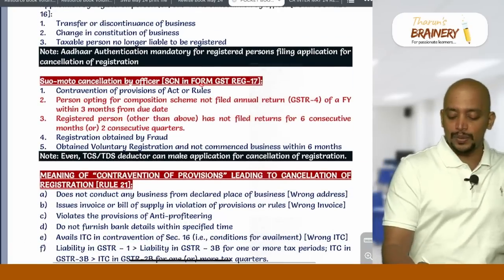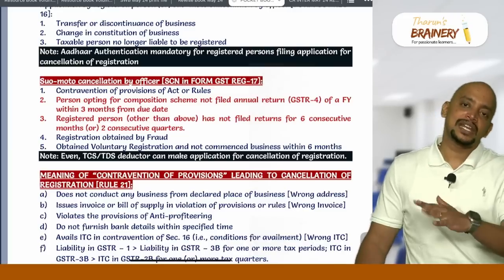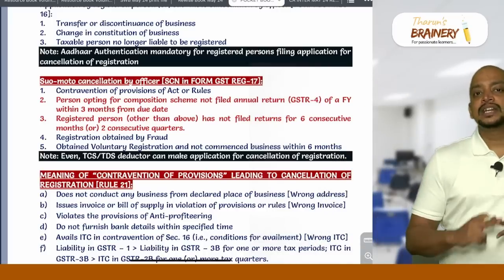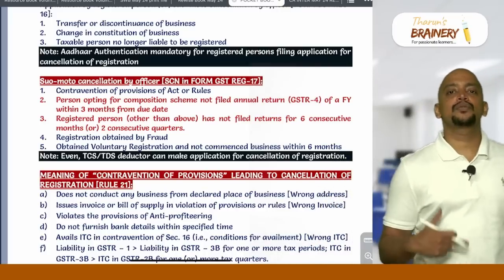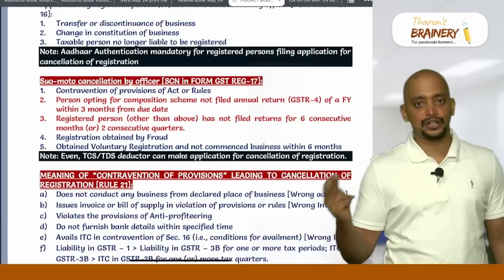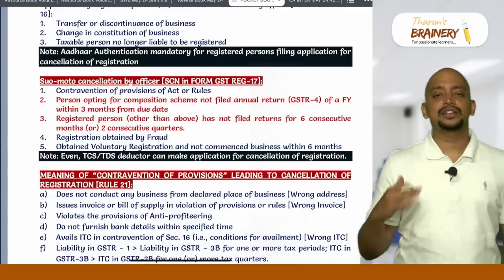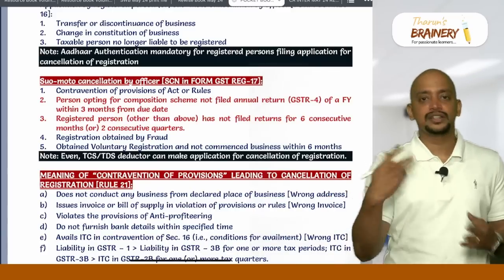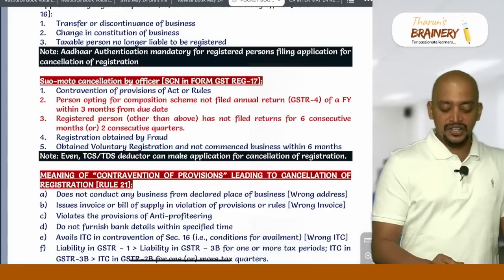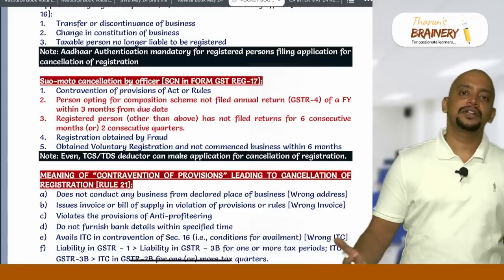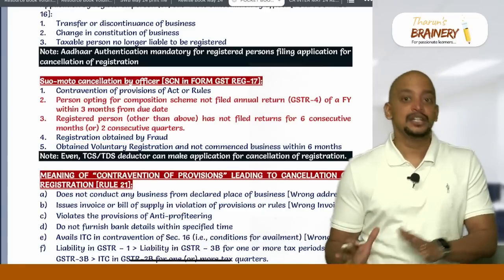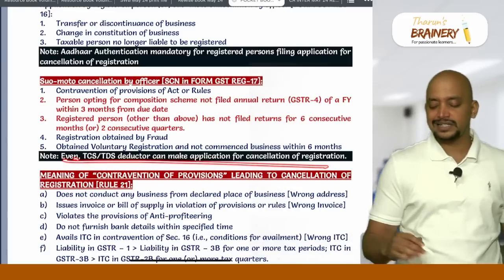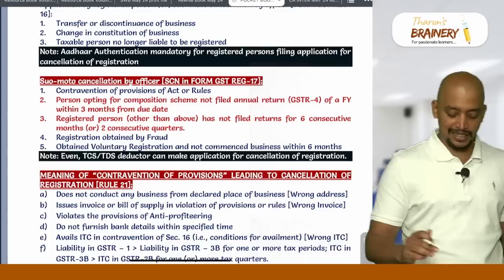Whereas in suo motu cancellation, there are 5 cases where the officer will initiate cancellation. In that case, a notice will be given in REG 17. What are those 5 cases? Number 1, contravention of the specified provisions of the act or rules. Number 2, a person under the composition scheme is required to file an annual return but does not file within 3 months after the due date. Number 3, a person under the normal scheme has not filed returns for consecutive 6 months or 2 quarters, because 3 months is 1 quarter, so 2 quarters. Then registration obtained by fraud, or a voluntary registration that did not commence business within 6 months. So in these 5 cases, the officer will initiate cancellation of registration. Even a TDS or TCS deductor can also make an application for cancellation of registration.